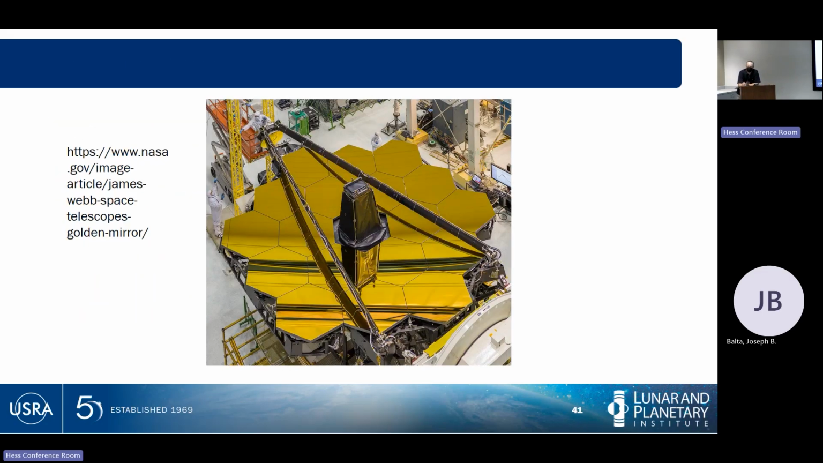I have a picture of this thrown in. Everybody knows what this is, right? James Webb Space Telescope. How do we get those plates gold? They are sprayed with this in a vacuum chamber.